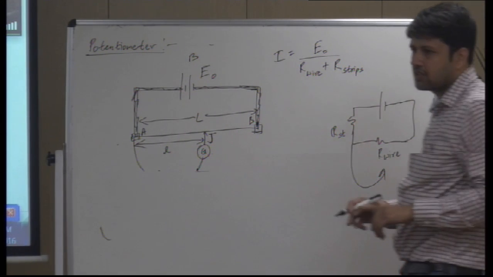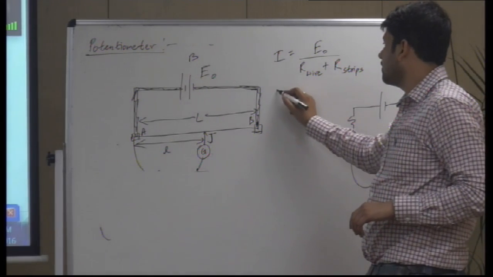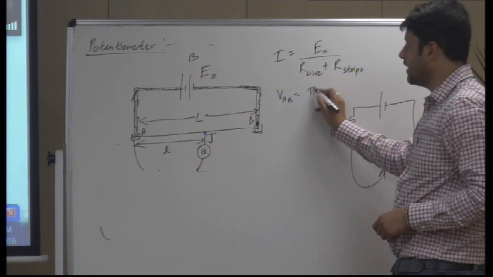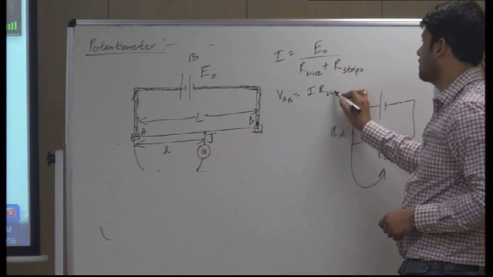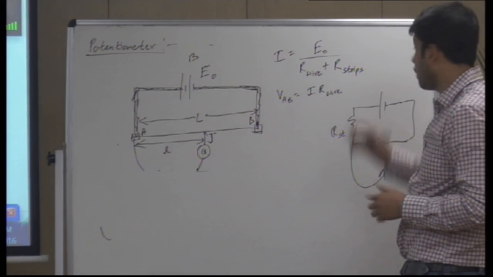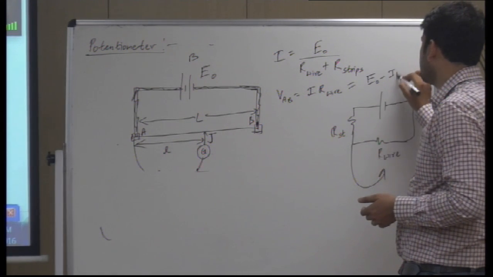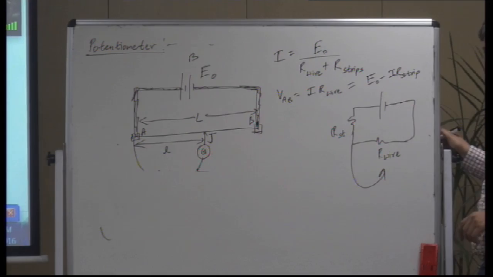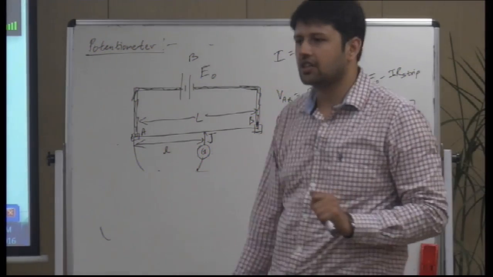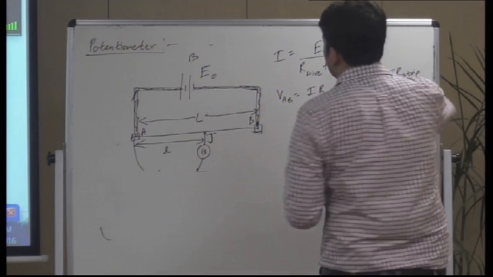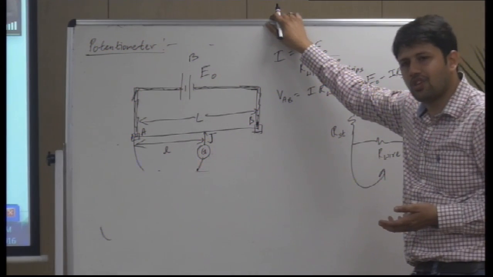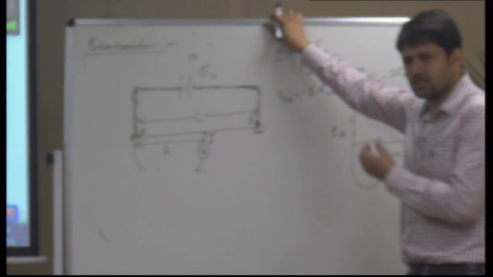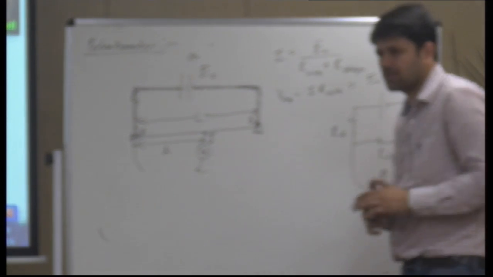So you can find the current. The voltage VAB between these two points is I into R wire, or you can also write it as E naught minus I into R strip: total minus the wasted voltage. So you can always find VAB even if it is not given. In JEE questions, the resistance would always be there, even if NCERT never assumes the resistance. So you can still proceed with the procedure.